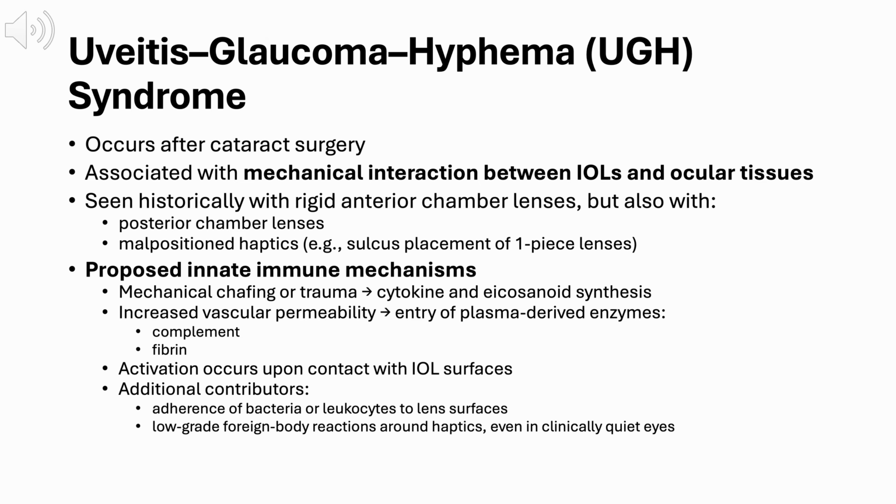The repeated mechanical trauma stimulates local cytokine and eicosanoid production, increases vascular permeability, and permits plasma-derived factors such as complement and fibrin to enter the eye. Contact with the lens surface may further promote immune activation, including low-grade foreign body responses or adherence of inflammatory cells. Clinically, this produces the characteristic combination of recurrent uveitis, elevated intraocular pressure, and hyphema.